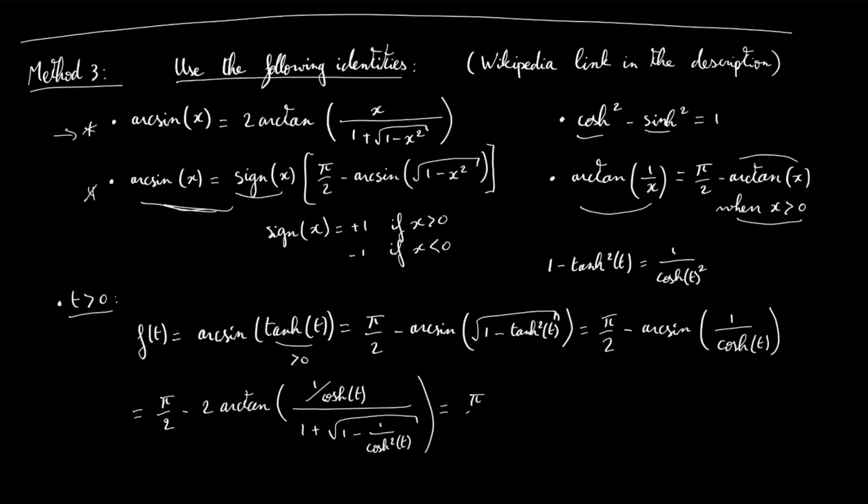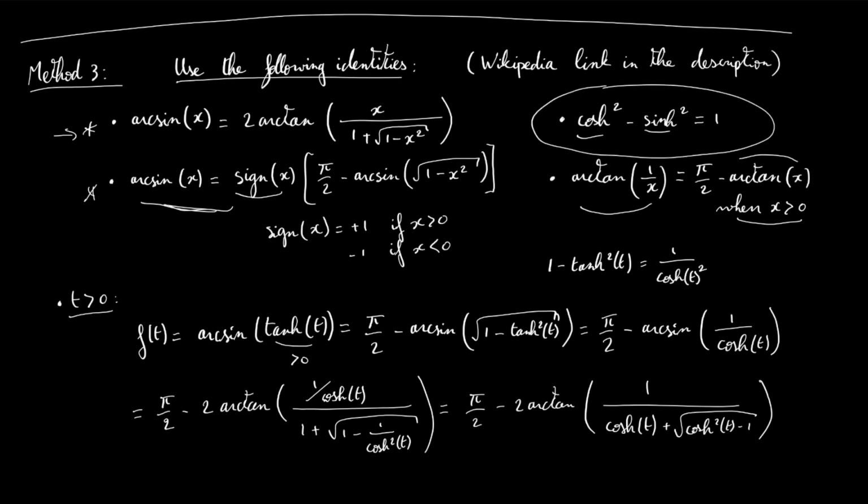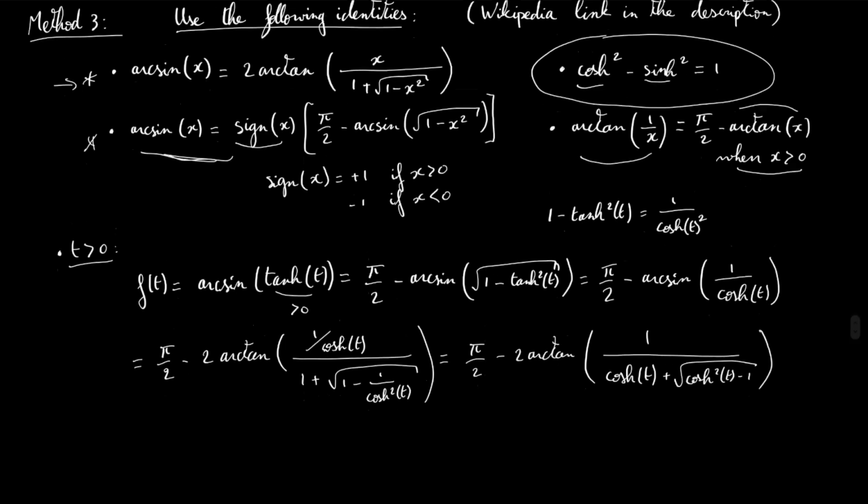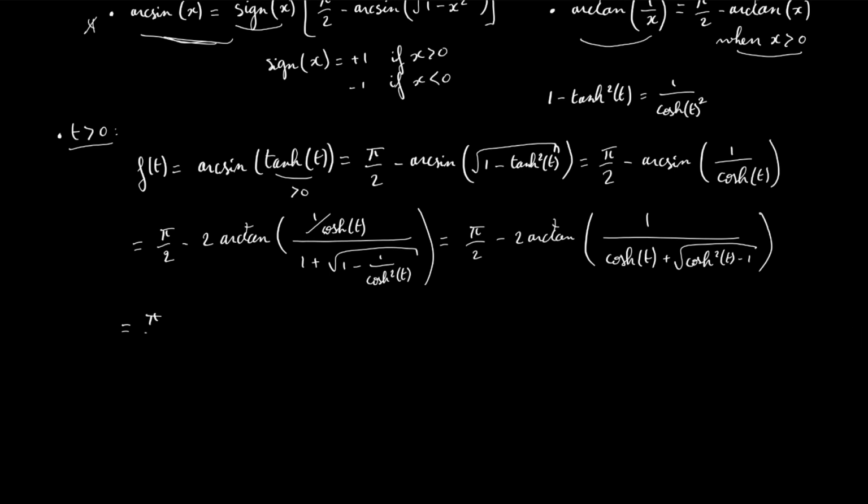We can simplify this formula as being equal to pi over 2 minus 2 arctan of 1 over the hyperbolic cosine of t plus the square root of the hyperbolic cosine square minus 1. We know from the third identity that the hyperbolic cosine square minus the hyperbolic sine square is equal to 1. So we can write that this is equal to pi over 2 minus 2 arctan of 1 over the hyperbolic cosine of t plus the hyperbolic sine of t. We can write that because, since t is strictly positive, the hyperbolic sine of t is also strictly positive, so we can put a plus here.